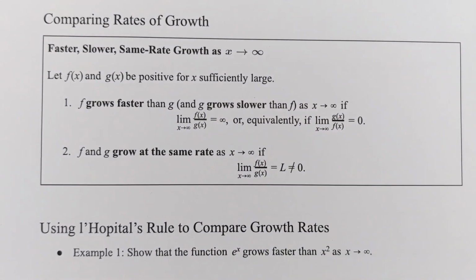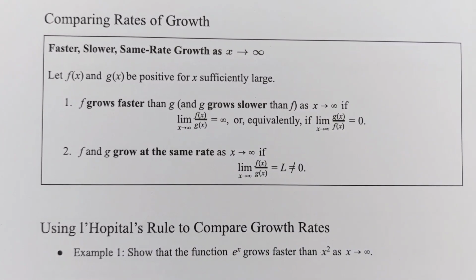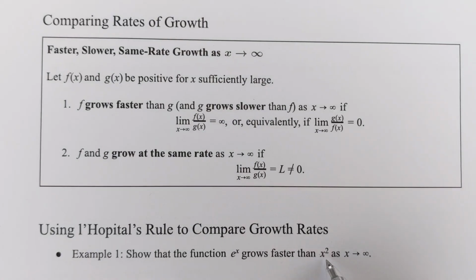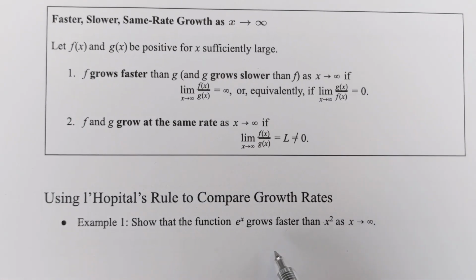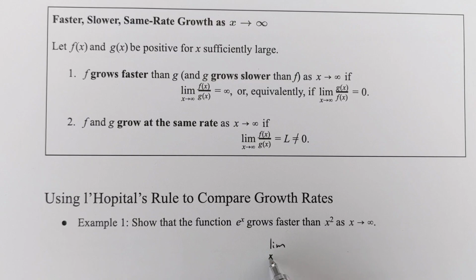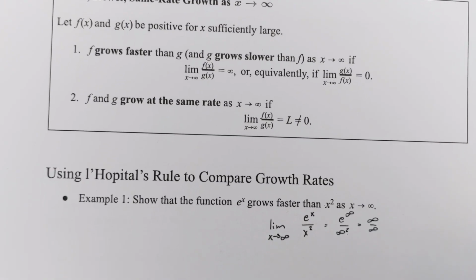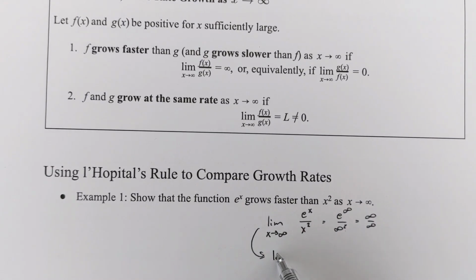All right, so example 1 says show the function e to the x grows faster than x squared as x approaches infinity. So we got the limit as x approaches infinity of e to the x over x squared. Well, if we try to do this, we get e to the infinity over infinity squared, which is infinity over infinity. So can't do that, so L'Hopital's rule.